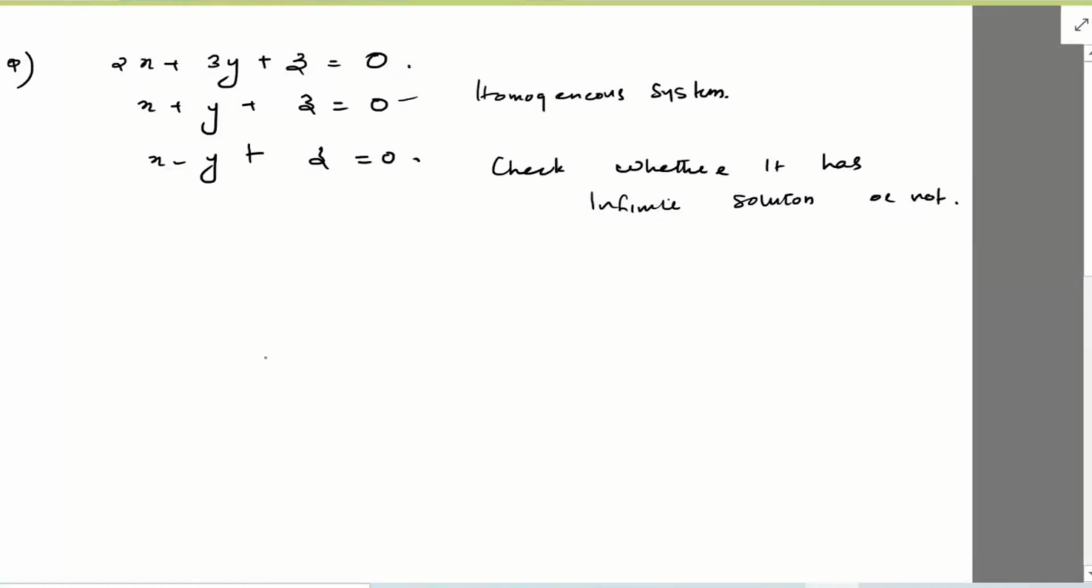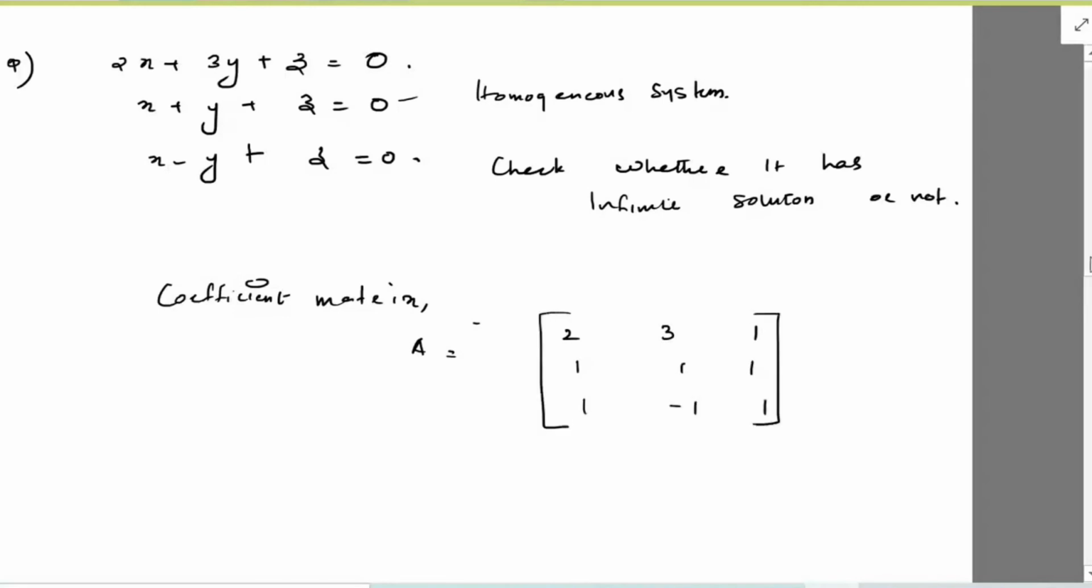So for that, first of all, we need to write the coefficient matrix. So what is the coefficient matrix here? P1. Coefficient matrix is 2, 3, 1, 1, 1, 1, 1, minus 1, 1. That is the coefficient matrix.